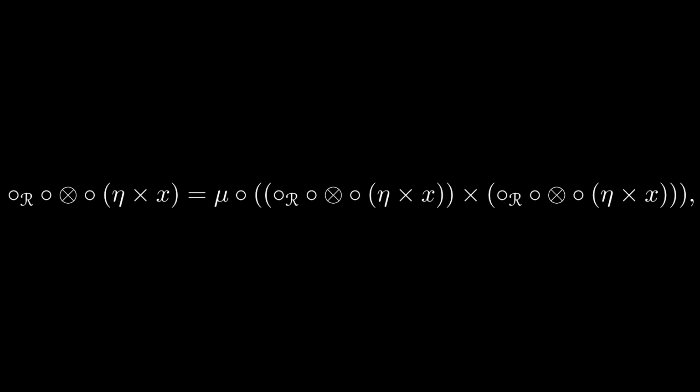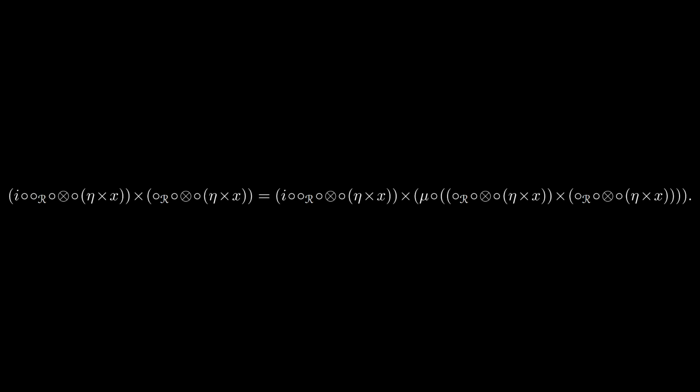We thus have an equality comp r comp tensor comp eta cross x equals mu comp r comp tensor comp eta cross x cross comp r comp tensor comp eta cross x. And by bifunctoriality of product, it follows that producting on the left yields the equality I comp r comp tensor comp eta cross x cross comp r comp tensor comp eta cross x equals I comp r comp tensor comp eta cross x cross mu comp r comp tensor comp eta cross x cross comp r comp tensor comp eta cross x. Composing on the left with mu gives this.